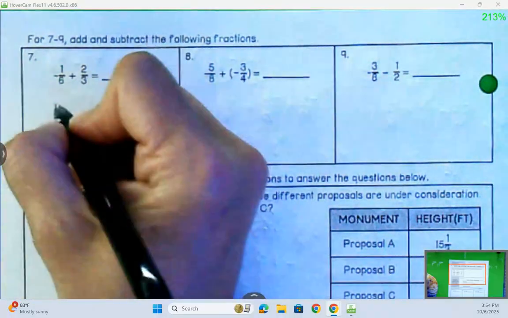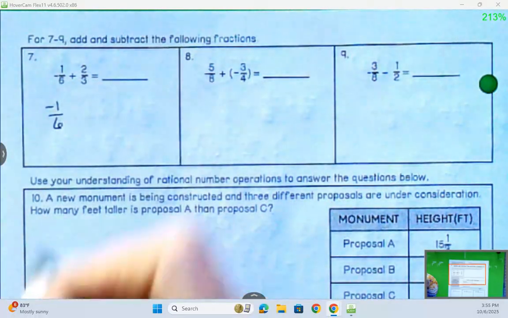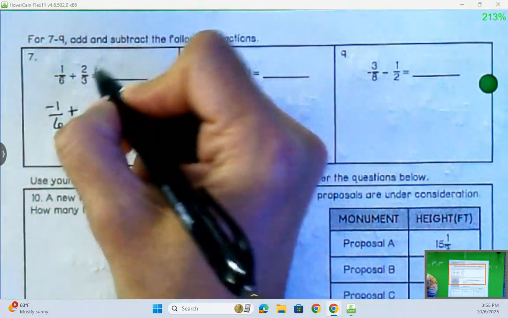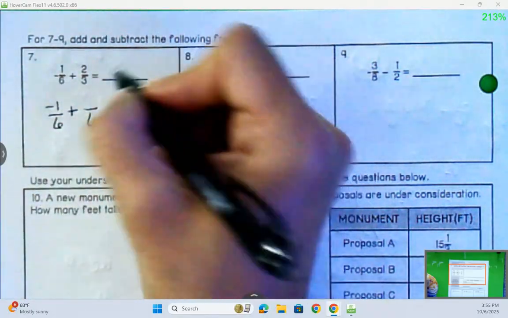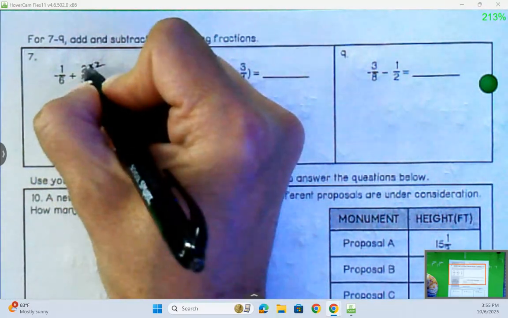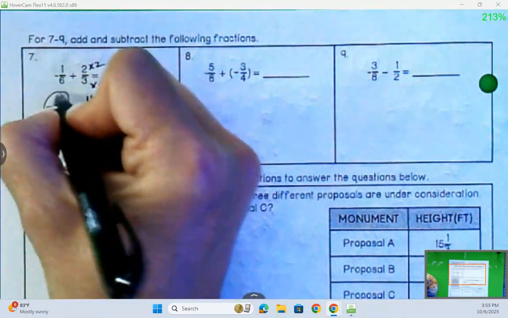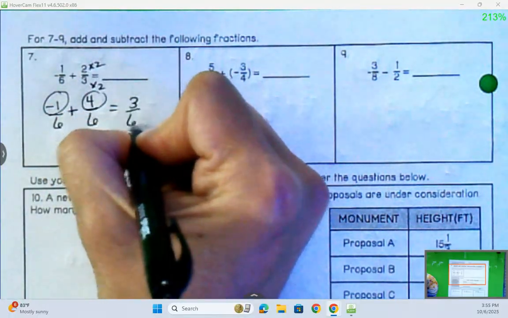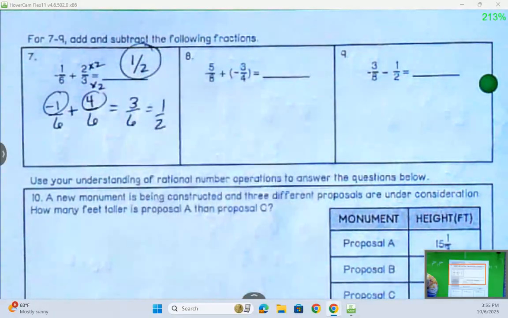Okay, looking at number 7, we're going to have negative 1/6 with a negative 1 in the numerator, plus 2/3 here, which we're going to get a common denominator of 6 to add. So 3 times 2 means 2 times 2. So 2/3 is 4/6. And once we do that, we end up with 3/6, which is 1/2. So our answer, number 7, is 1/2.